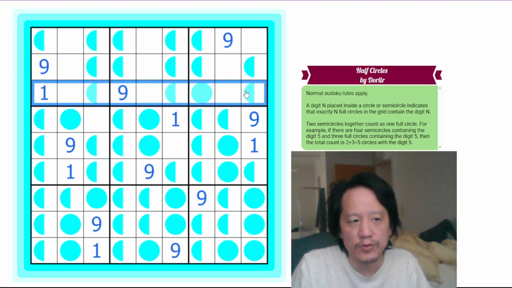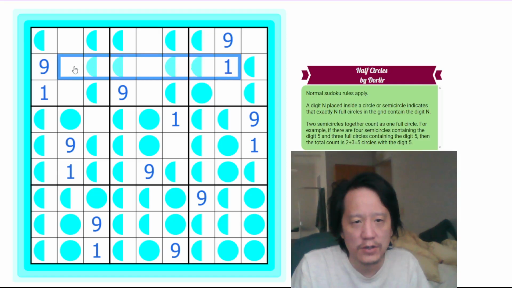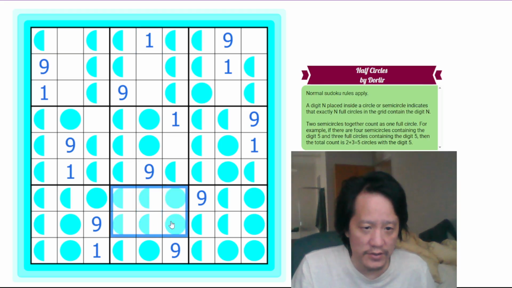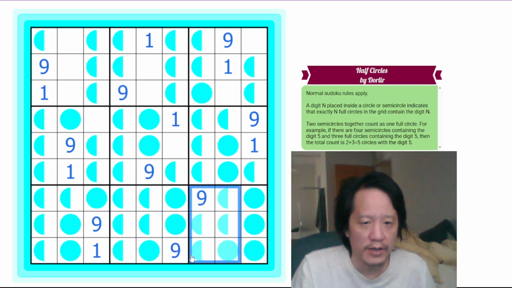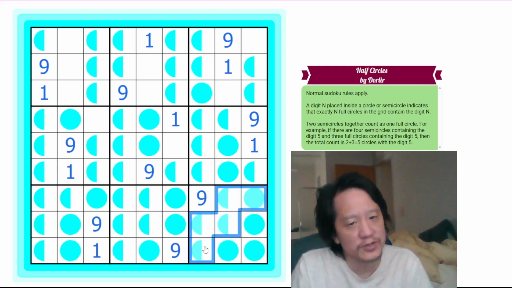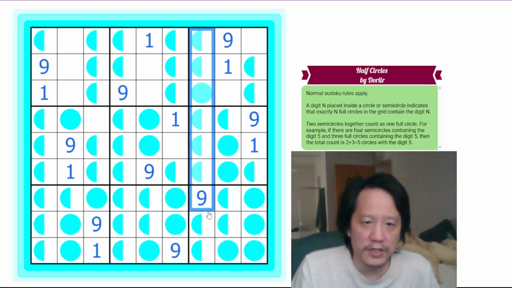Where's 1 in this upper right-hand box? Cannot be here, so it must be here. And in this upper central box, 1 has to be there. Because, again, in this lower central box and the lower right-hand box, we are guaranteed a 1 in one of the semicircles. So where's the 1 in column 7?